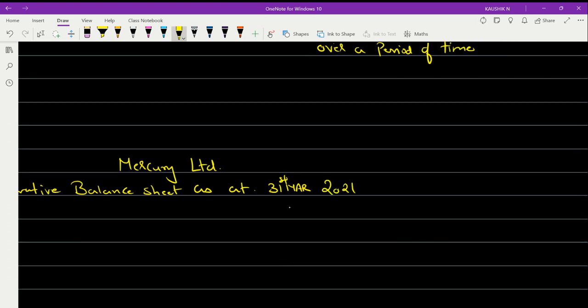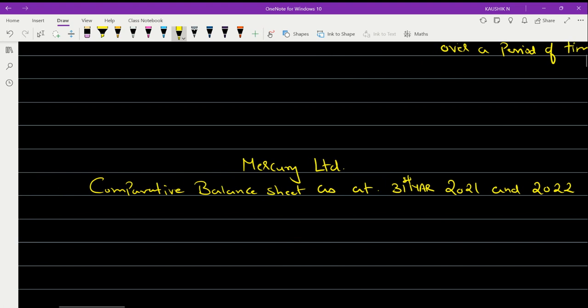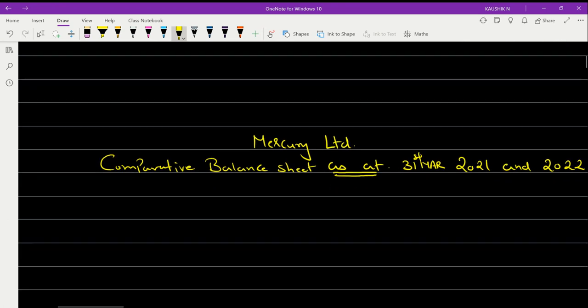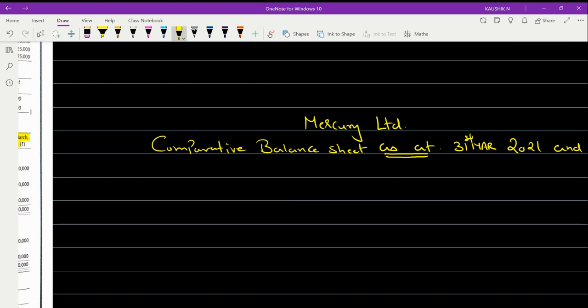31st March 2021 and 2022. These words are very, very important. The headings you should write as "as at", not "as on". When you're going to prepare a comparative balance sheet, please be very careful with the words you put in the headings. That is very important, right? So now, after recording this, you have to prepare the table.